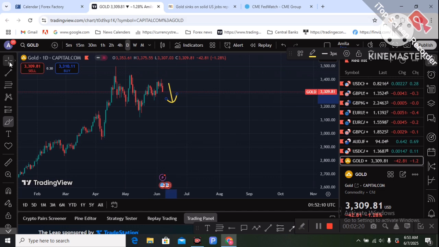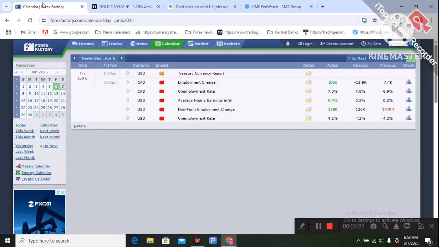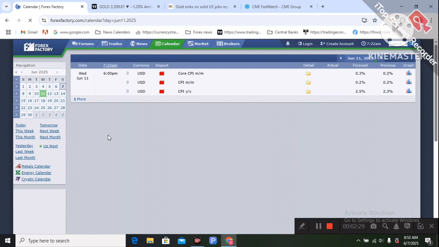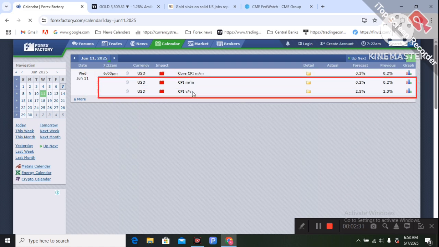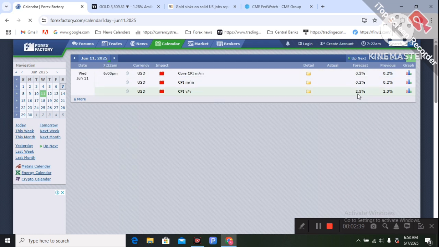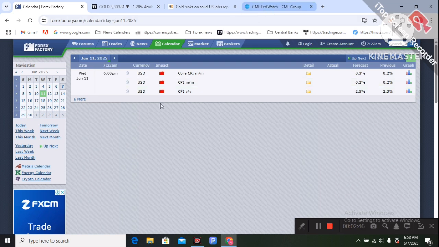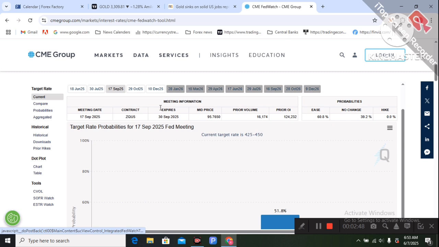Next week, the American inflation report, the USA CPI, comes on Wednesday. The current yearly CPI is 2.3%, and the forecast is for the inflation report to increase to 2.5%. Inflation is expected to increase, and that will help the rate hold forecast increase.